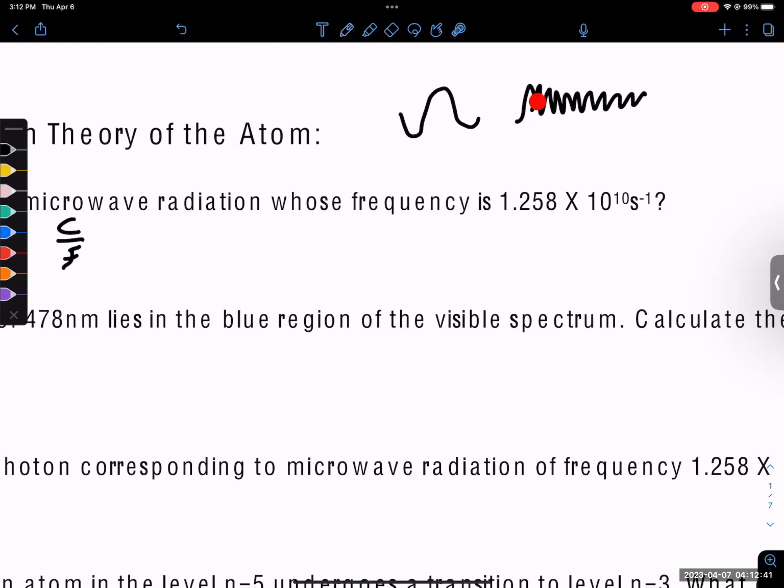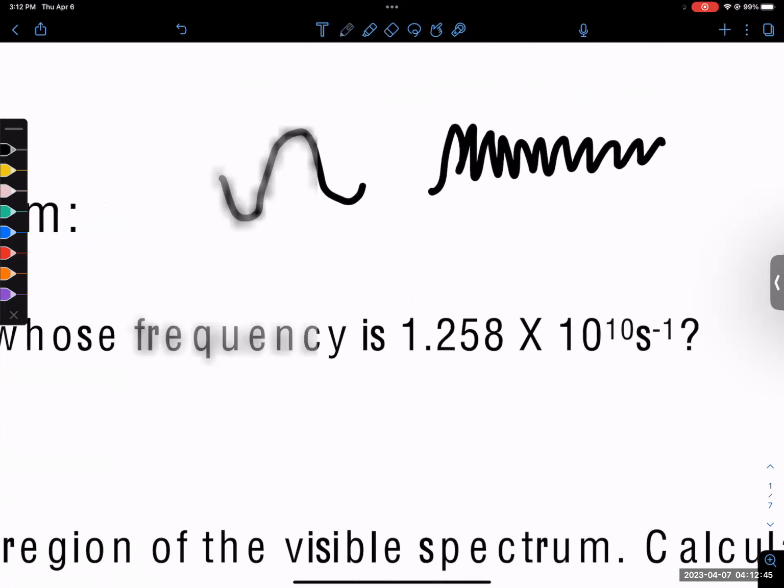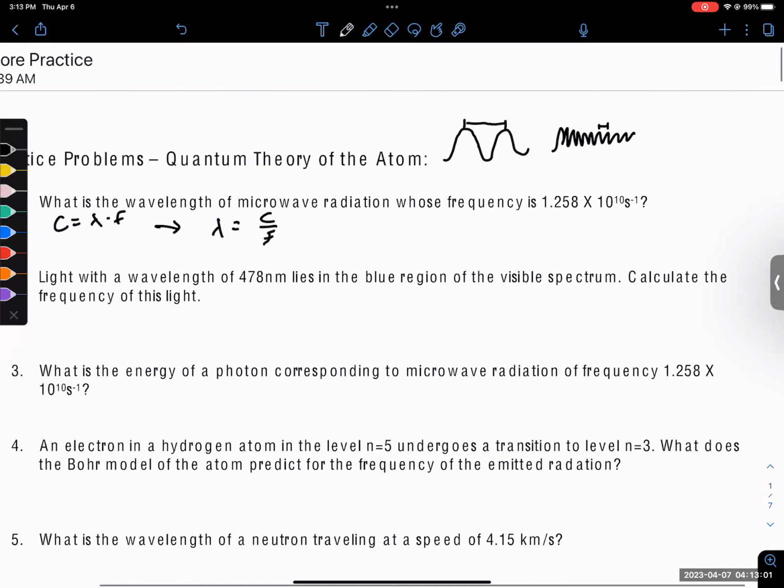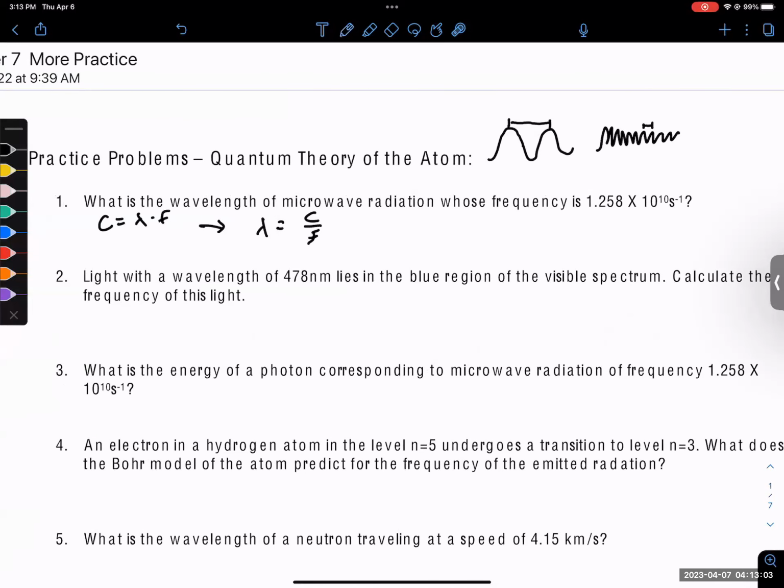So we can see that when you have such a high frequency, the wavelength from trough to trough is much smaller versus when the frequency is very low. So we should expect a number that's relatively small. And when we put it into the calculator, we would get 2.998 times 10 to the 8.